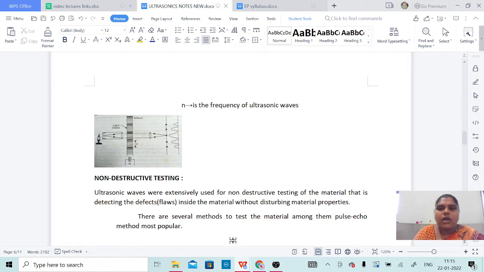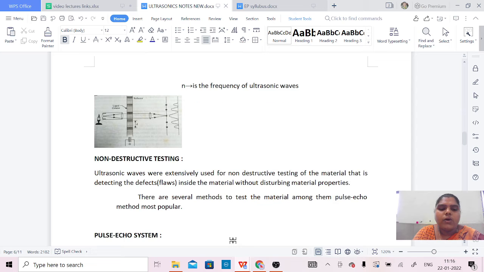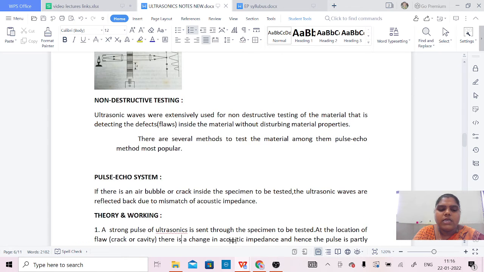Okay, so this ultrasonic non-destructive testing is used to find the flaws, to find the defects in a particular material without disturbing the structure of the material, without disturbing the physical properties of the material which we are taking for the test. So there are several methods to test the material. Among them, the pulse method is most popular. There are several methods including this non-destructive technique, but the most popular method used is the pulse echo method, the pulse echo system.